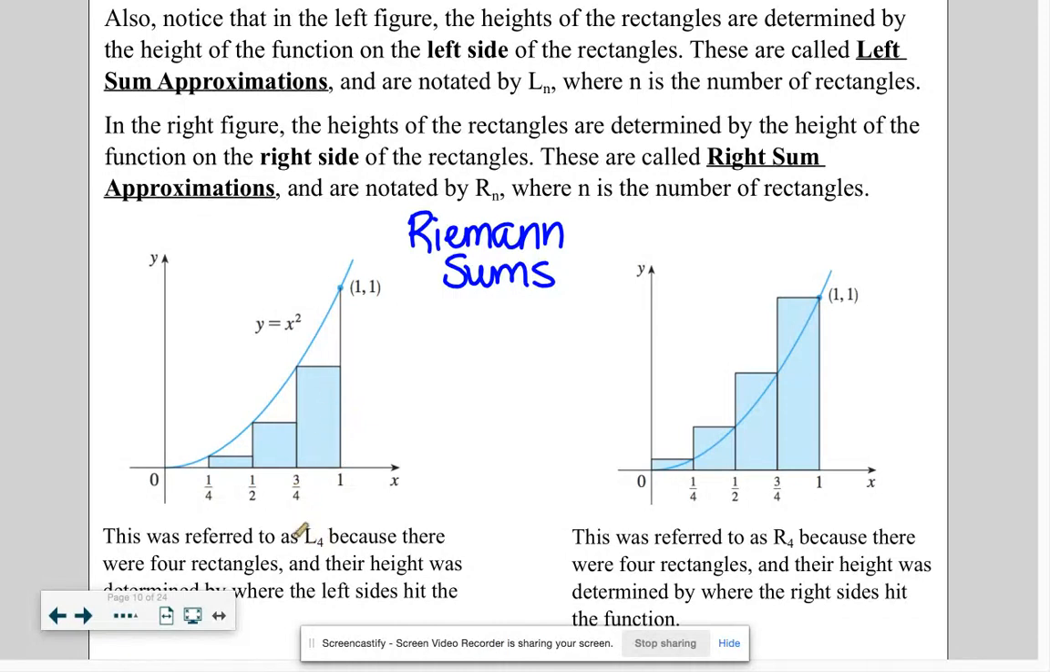So a left Riemann sum will be designated with a capital L, and then the 4 down here means how many rectangles or sections are used in that approximation. And then right Riemann sums will be a capital R, and again, the 4 means it's divided into 4 sections. For this particular curve, the left Riemann sum is less than the actual area, and the right Riemann sum is more than the actual area. And that depends on the curve, actually. It won't always be that way.